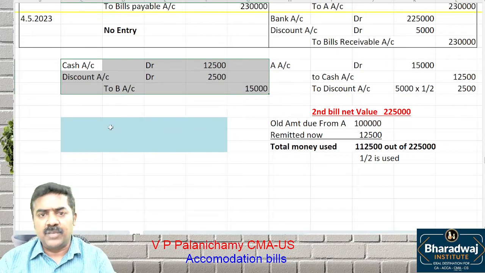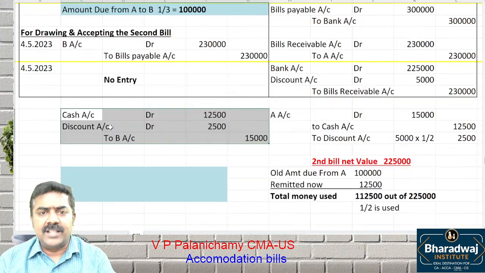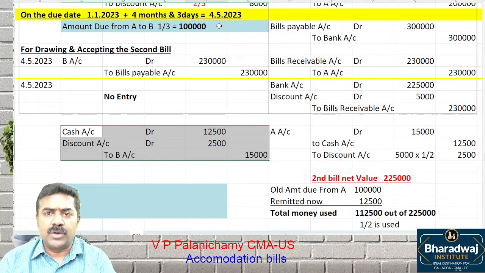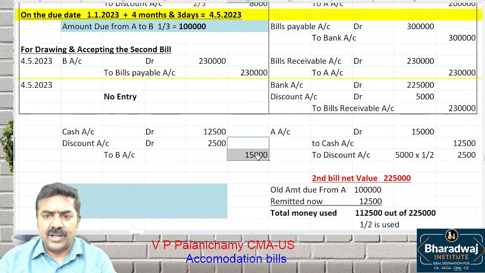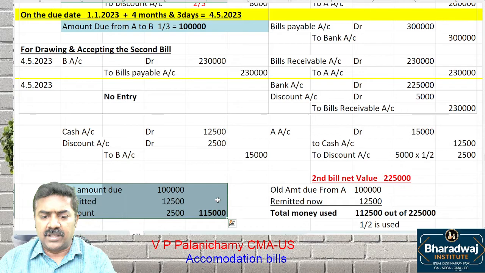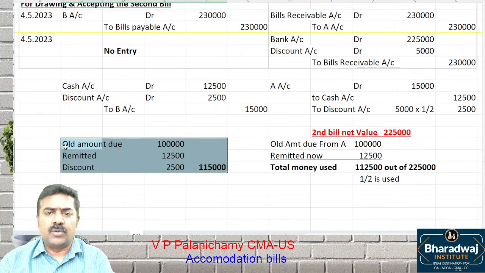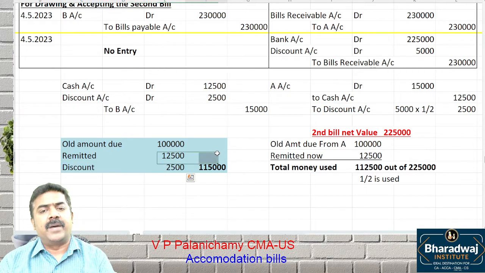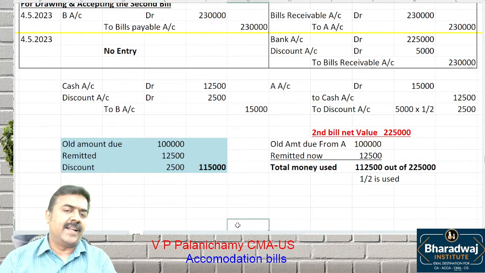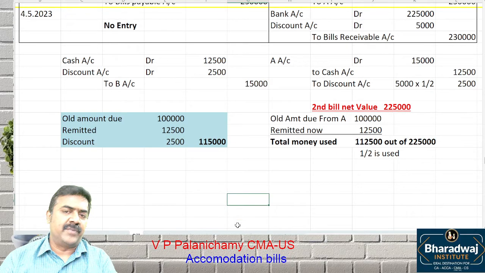Wait, if you look, there is already an old amount due. How much? 1 lakh. Now 15,000. If you look at the total money due, it is 1 lakh 15,000. Old amount due is 1 lakh. Now remitted 12,500. Discount we have to bear 2,500. What is the total? 1 lakh 15,000 is due.